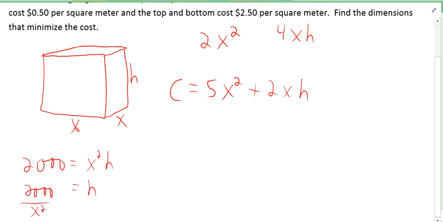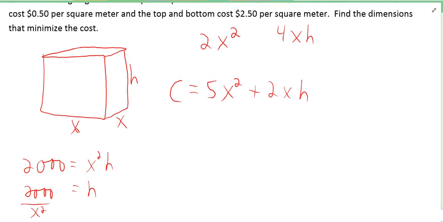Wait, why is it 2x squared? Because there's a top and a bottom. Okay? We have $2.50 per square meter, so you take the area times 2.50.